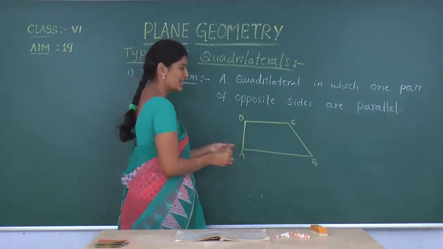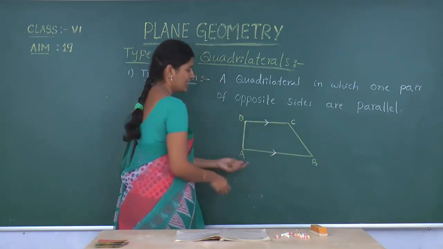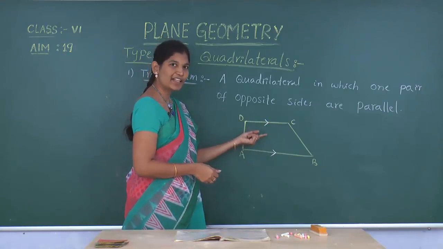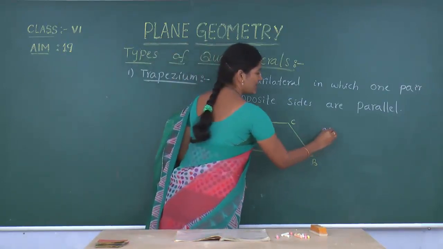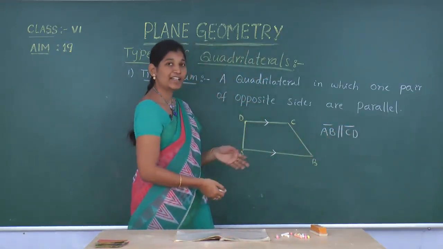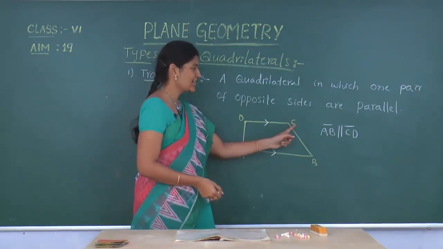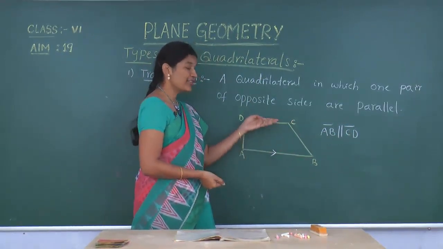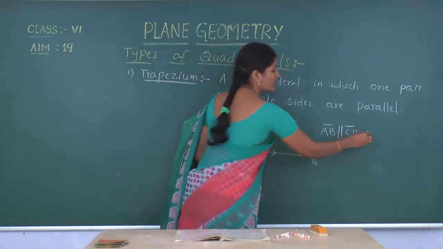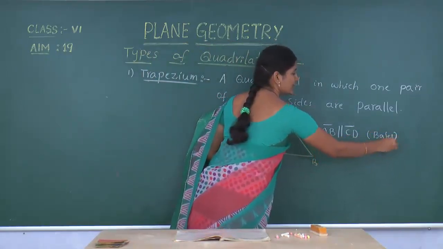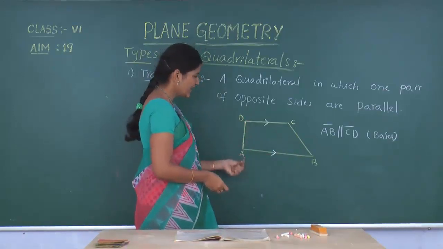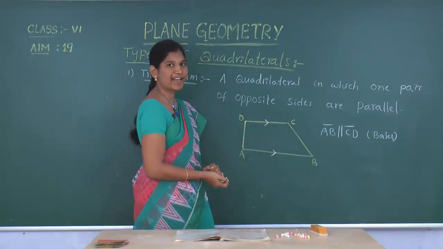It is a quadrilateral in which AB and CD are the opposite sides which are parallel to each other. Here AB is parallel to CD, and the non-parallel sides are AD and BC. Parallel sides we can also call bases, and non-parallel sides we can call legs. Here AD and BC are non-parallel sides.